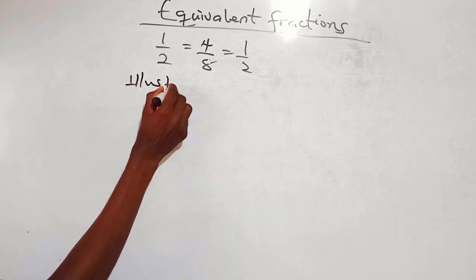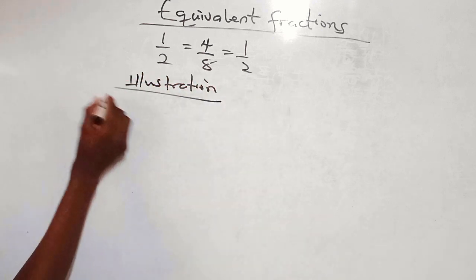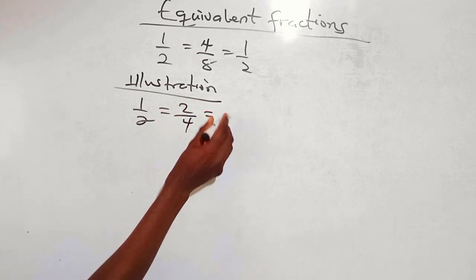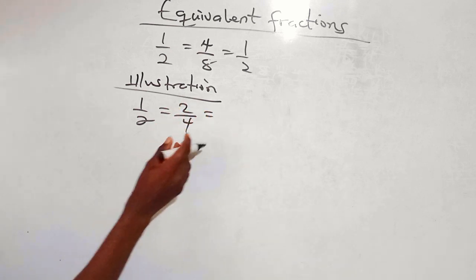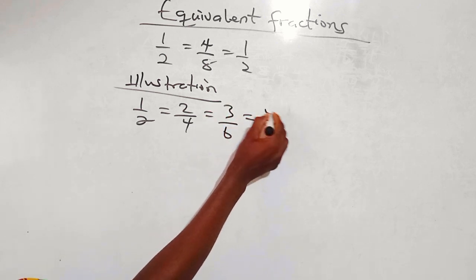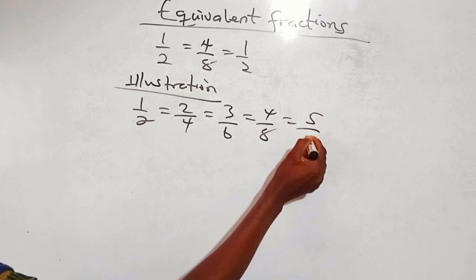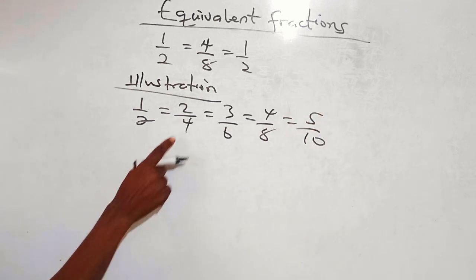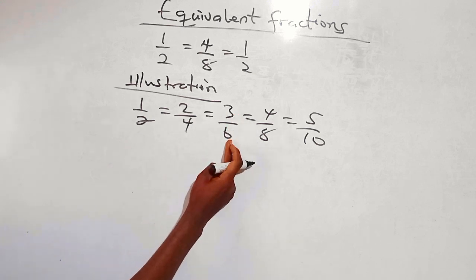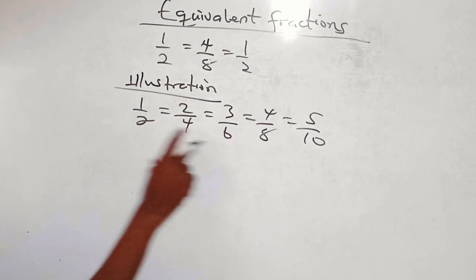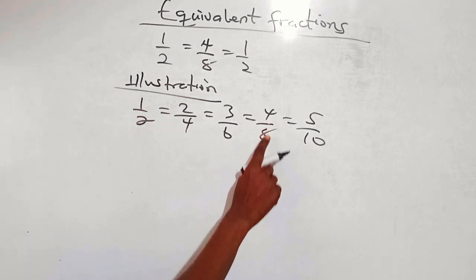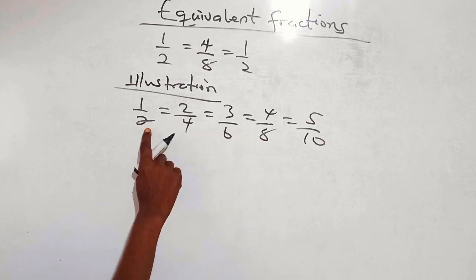Another illustration. Let's look at equivalent fractions. When we look at this, we discover that 2 over 4 is the same as 1 over 2. When you reduce 3 over 6, it's the same as 1 over 2. 3 here is 1, 3 in 6 is 2. When we come here, 4 here is 1, 4 in 8 is 2. They have the same value.